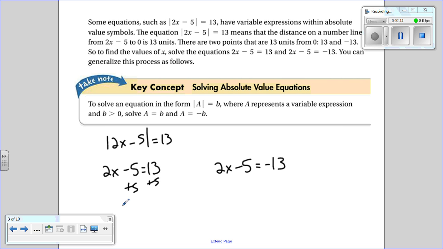Add 5, 2x equals 18. And in this case, x equals 9 when you divide by 2. Over here, add 5, we get 2x equals -13 plus 5 is -8. Divide by 2, and x will equal -4. So x will equal 9, or x can equal -4.